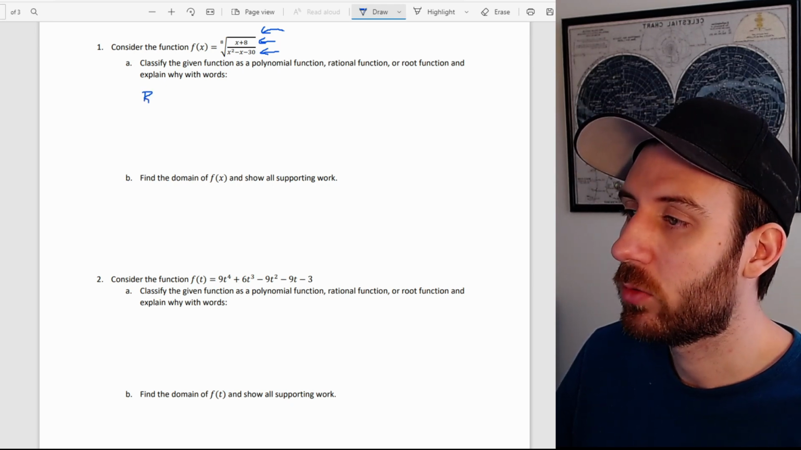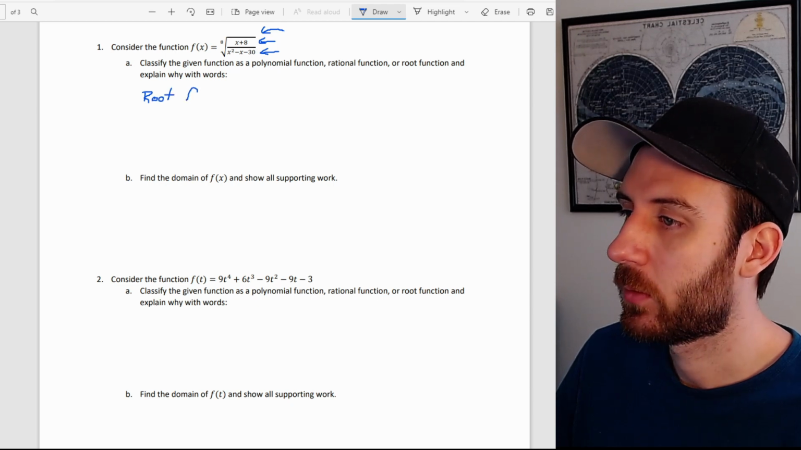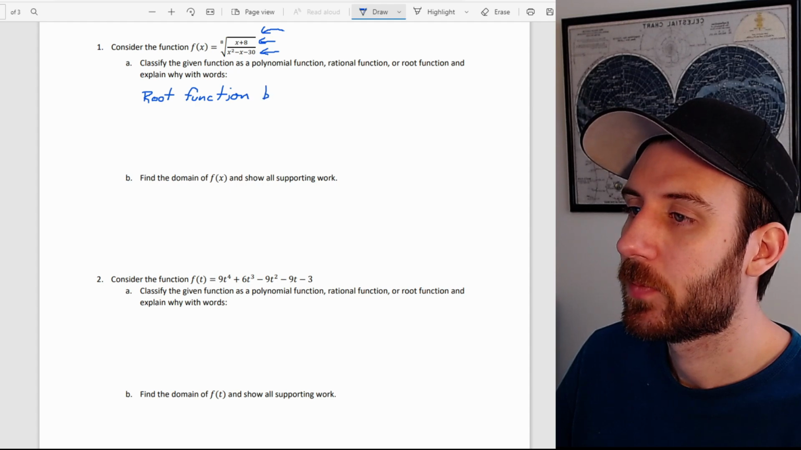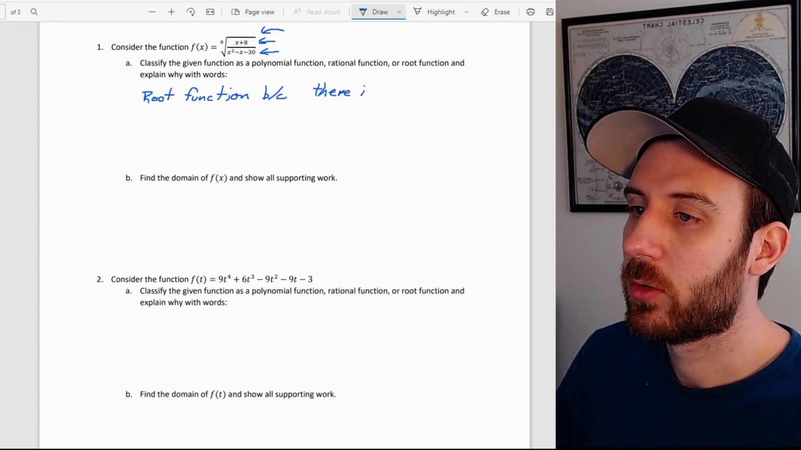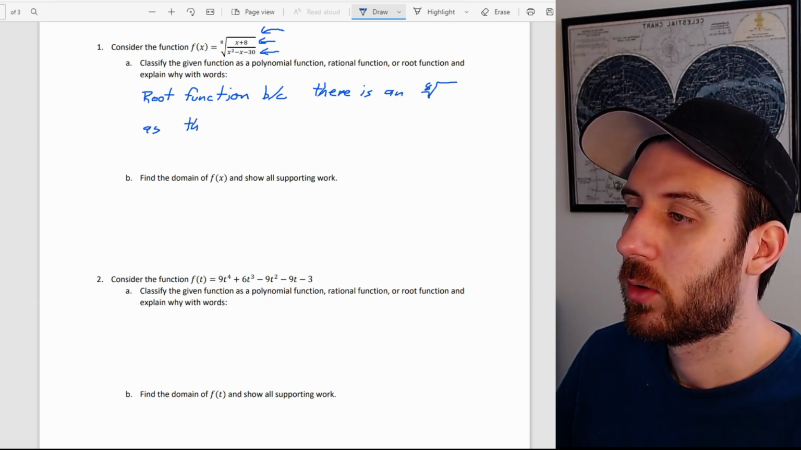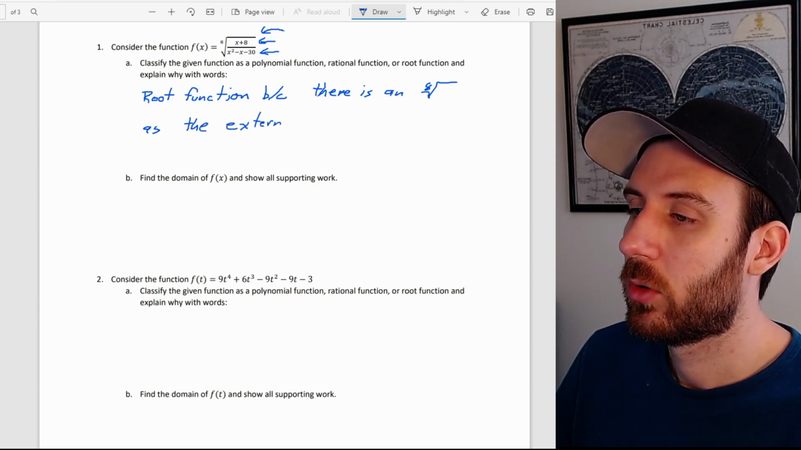So we would call this a root function, and we could say because there is an 8th root as the external structure.